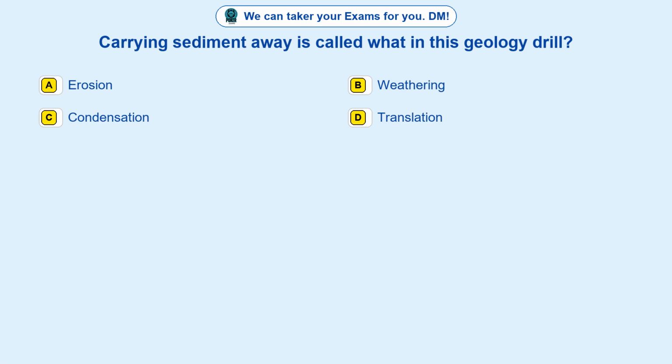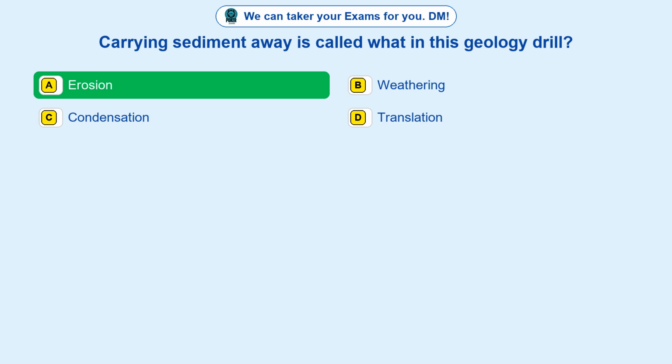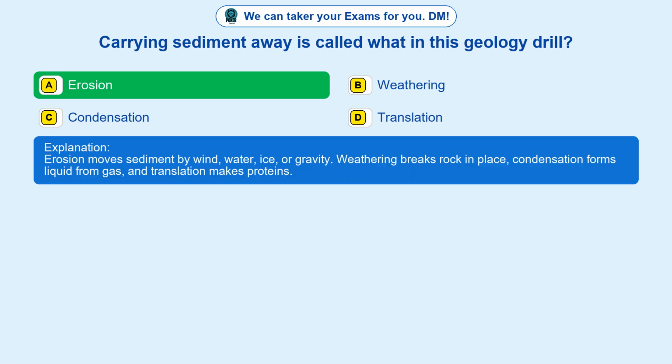Question 82. Carrying sediment away is called what in this geology drill? Option A, erosion. Option B, weathering. Option C, condensation. Option D, translation. The correct answer is option A, erosion. Erosion moves sediment by wind, water, ice, or gravity. Weathering breaks rock in place, condensation forms liquid from gas, and translation makes proteins.